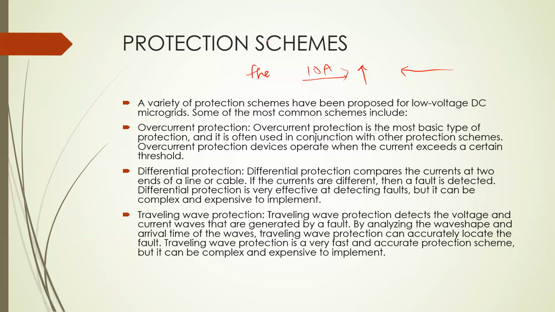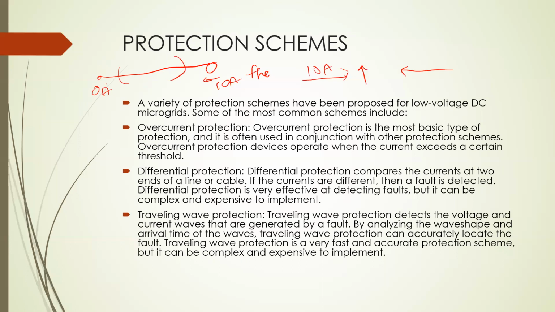Differential protection. Differential protection compares the currents at two ends of a line or a cable. If the currents are different, then a fault is detected. Differential protection is very effective at detecting faults, but can be complex and expensive to implement. Suppose in a line, one end of the line is sending something around 10 amps, for example, and the other end detects 0 amps, that means there is a fault in between the line. So the fault is detected.